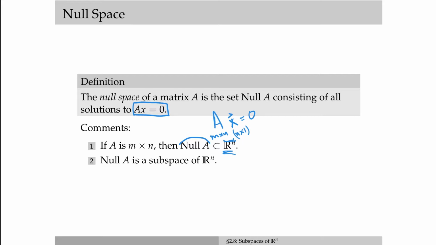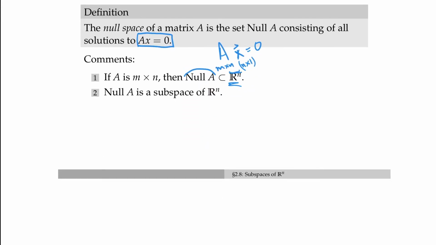Now, the subspace part is actually interesting. This requires a little bit of work. Let's prove it. So the first criterion for being a subspace is you have to have the 0 vector. Well, we know that the homogeneous equation is always consistent because A times 0 is 0. So yes, 0 is an element of the null space of A.